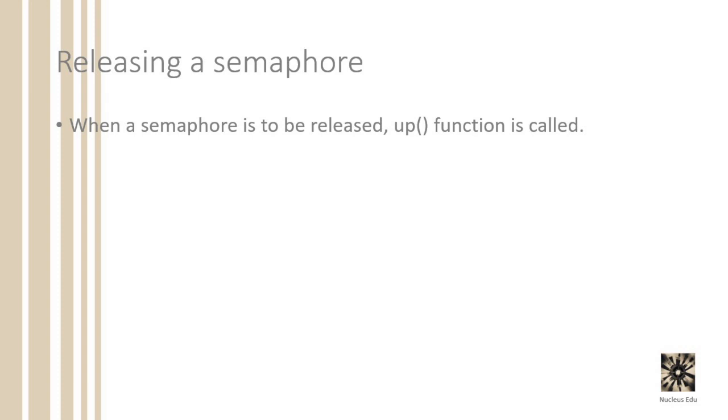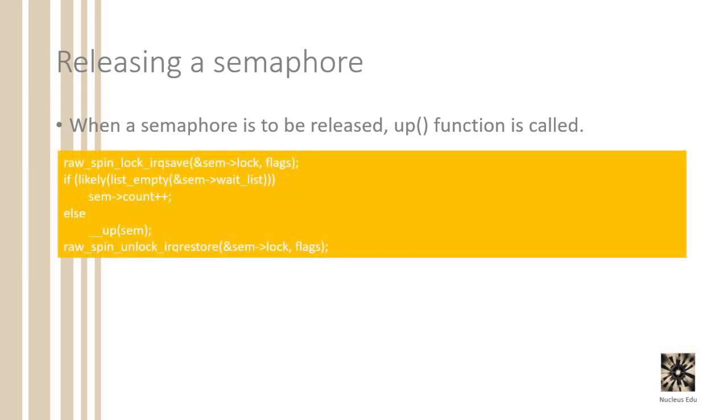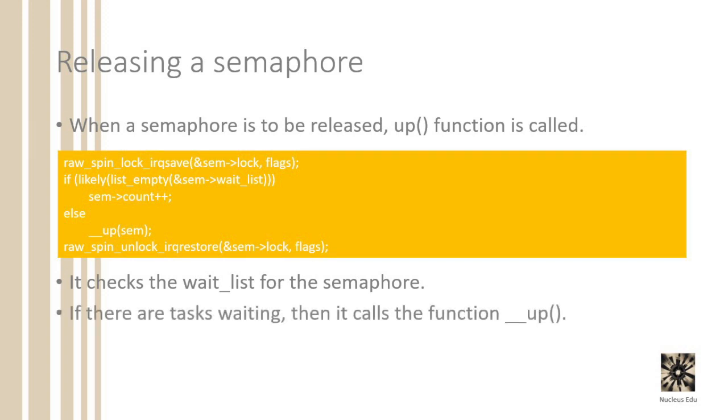So when releasing a semaphore, the up function is called, and the critical section in that looks very similar to the one in the down function, where everything is under that spin lock. First it checks the wait list for the semaphore, and whether there are waiters. If there are no waiters, then it's simply going to increase the count for the semaphore and return. If there are waiters, then it's going to call this function called __up.